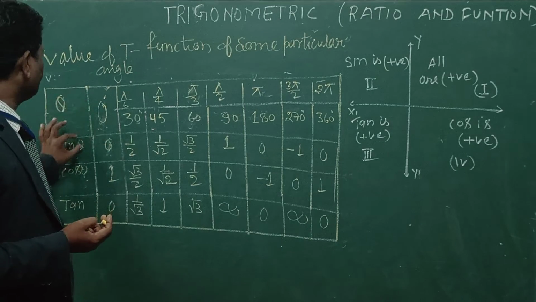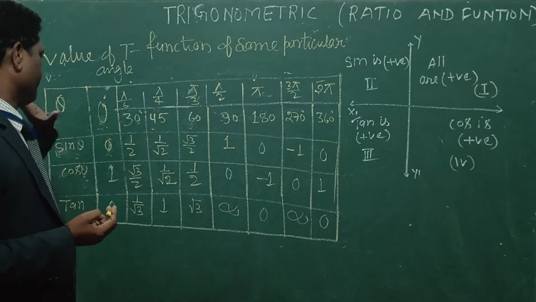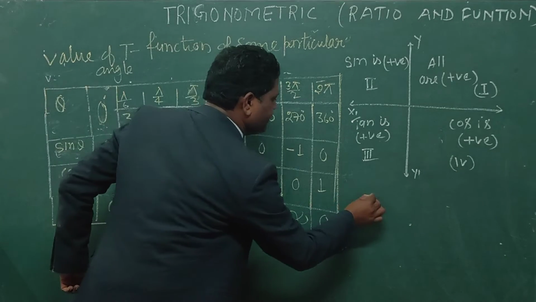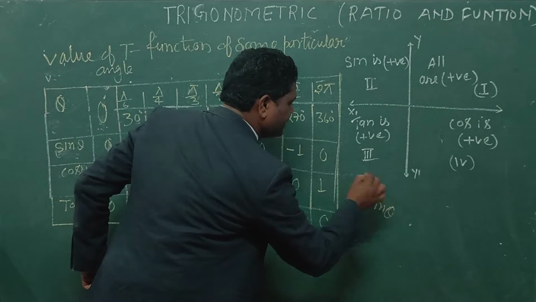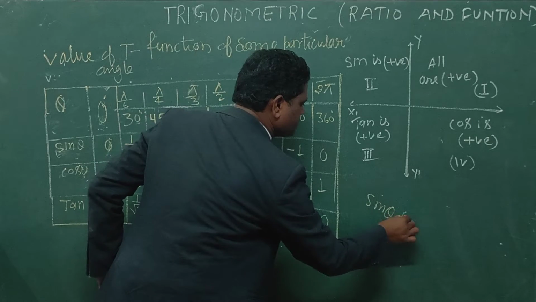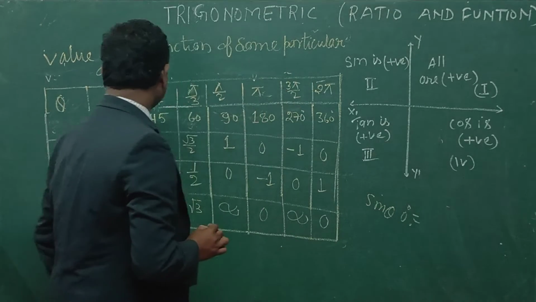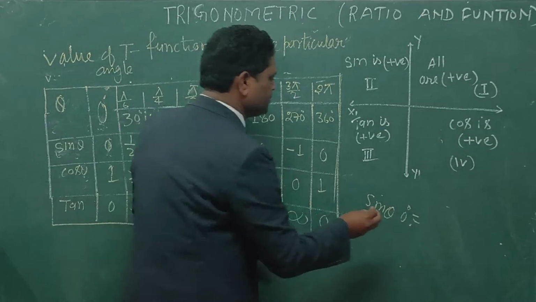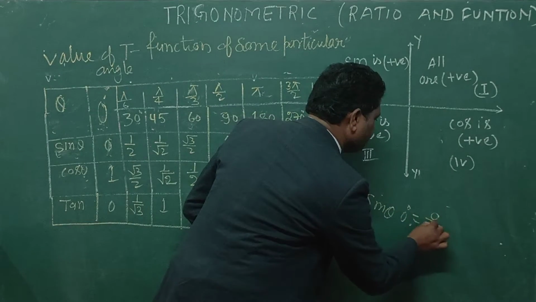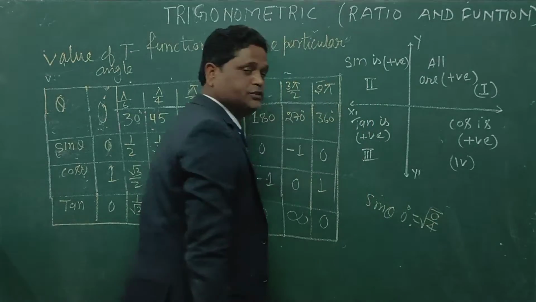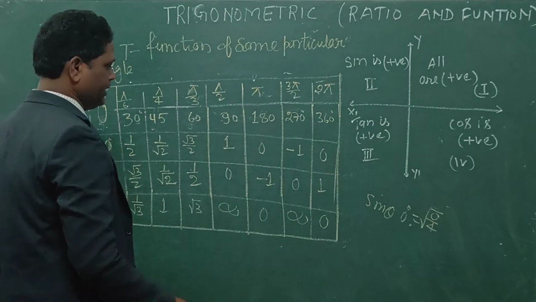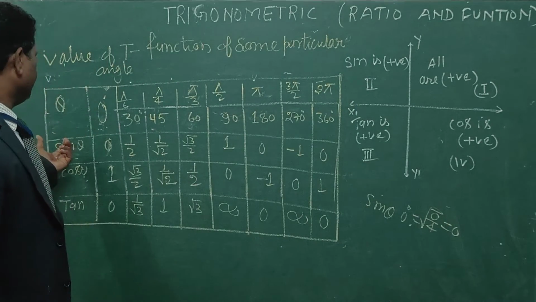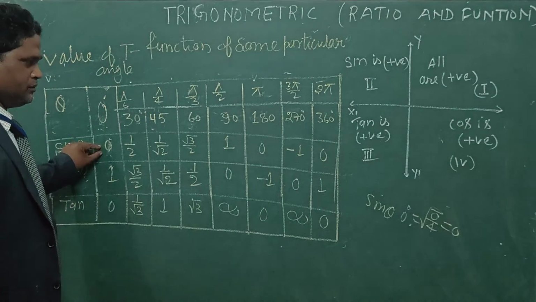Suppose we want sin theta at 0 degree. First of all, write 0, so sin 0 degree is root of 0 by 4. We get the answer 0. It means sin 0 degree value is 0.